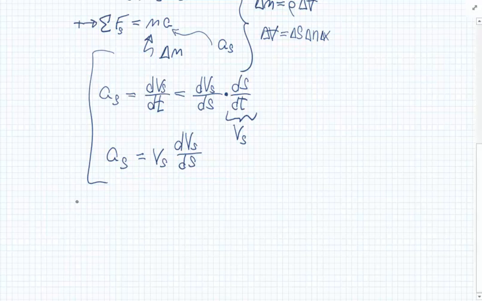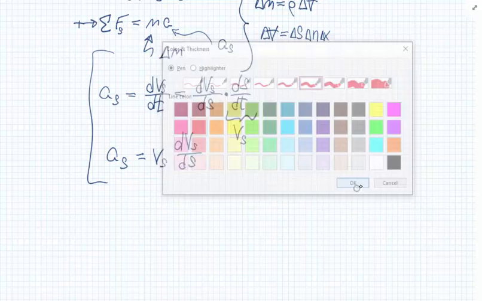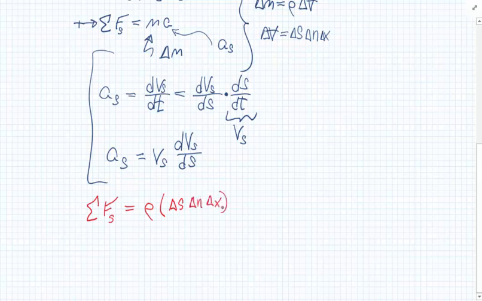So I'll actually even change the color because this is important. We're going to say that the sum of the forces in the streamwise direction is going to equal the density of the fluid times the volume. So I'm actually going to write all three terms here: delta S, delta N, and delta X, times the acceleration of the fluid along the streamwise direction.